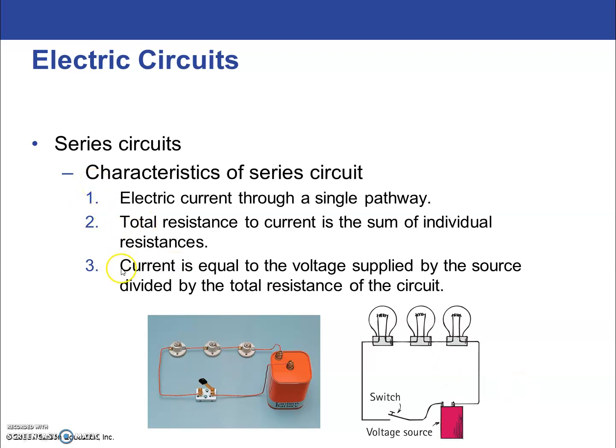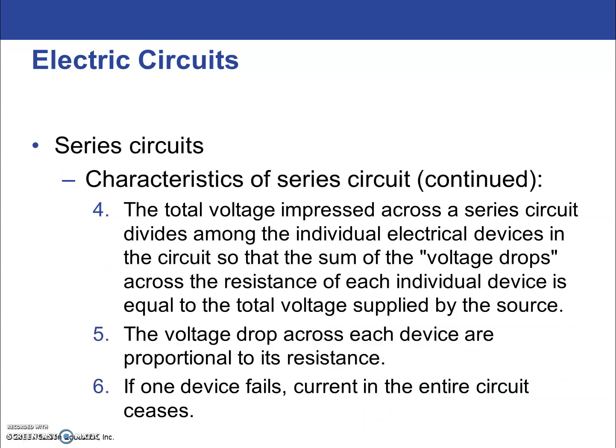If we jump back to the slide, let's look at step 3. Current is equal to the voltage supplied by the source divided by the total resistance in the circuit. So that's just Ohm's law, right? Current is voltage divided by resistance. 4. The total voltage impressed across a series circuit divides among the individual electrical devices in the circuit, so that the sum of the voltage drops across the resistance of each individual device is equal to the total voltage supplied by the source. So let's jump back to our board for this.